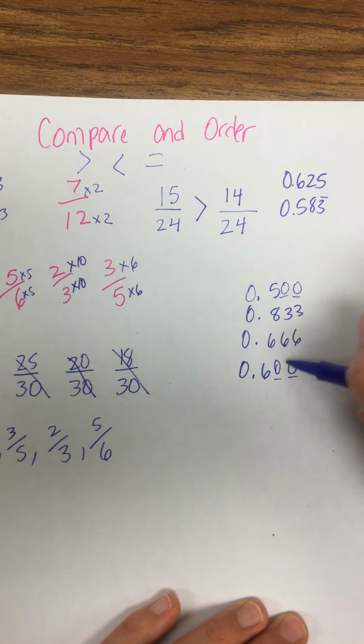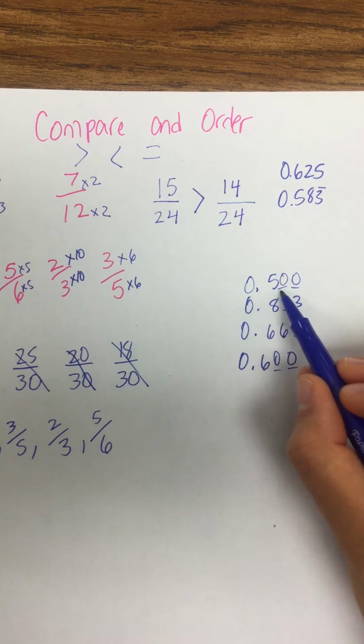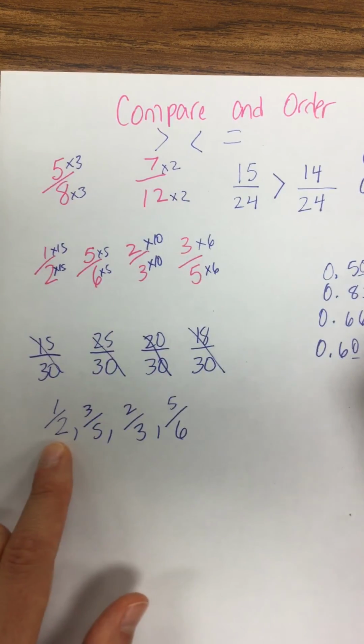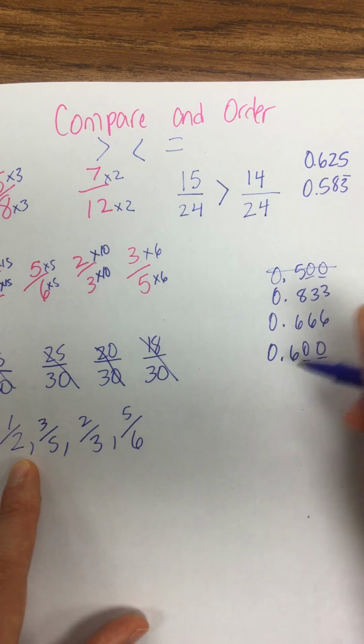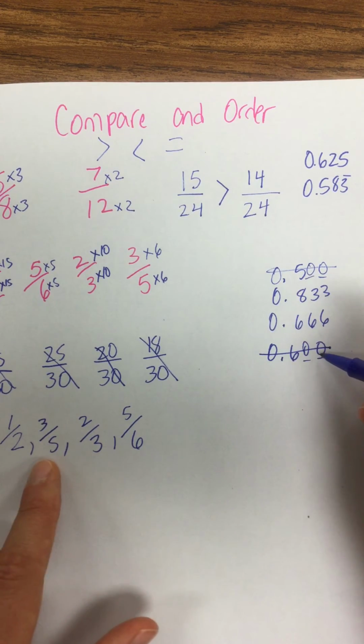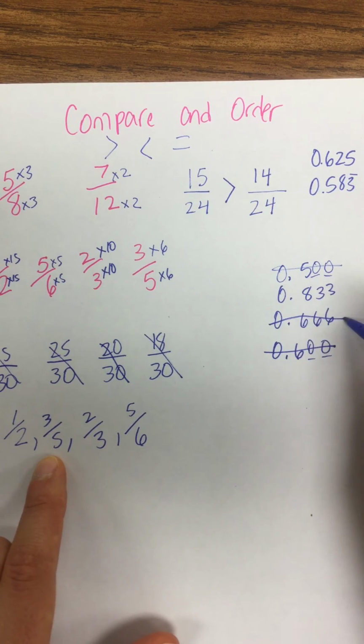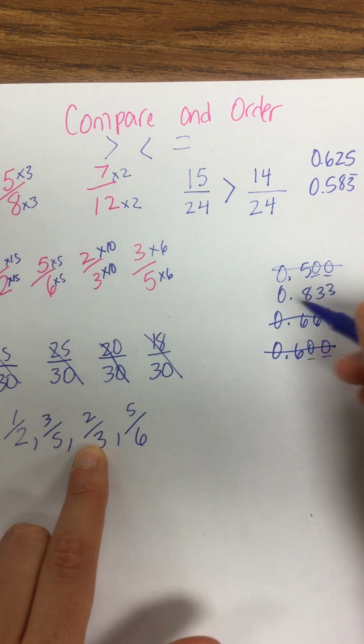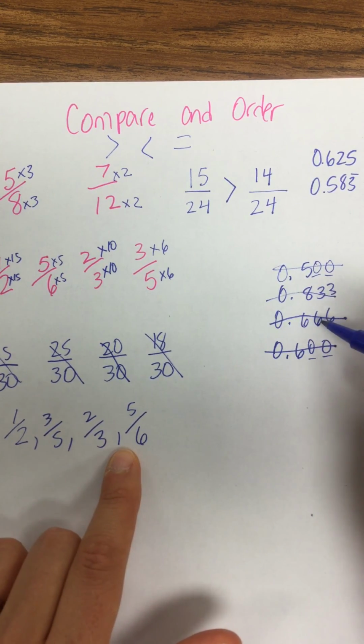0 there, 0 there. And I know looking at it that 500 is the smallest, so 1/2 would be first. I know that 600 is the next smallest, so 3/5 would be next. 666 is next, and that goes with 2/3. And then 833, and that goes with 5/6.